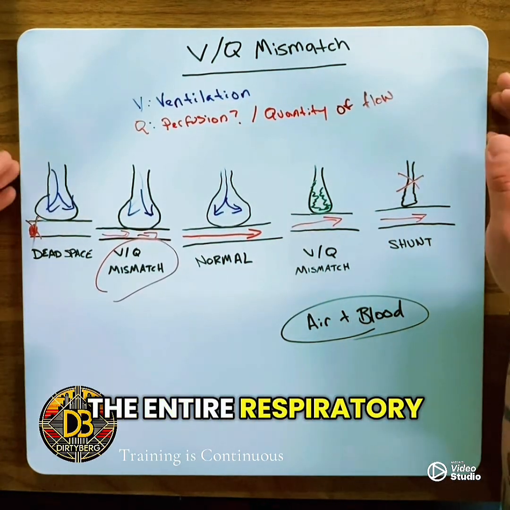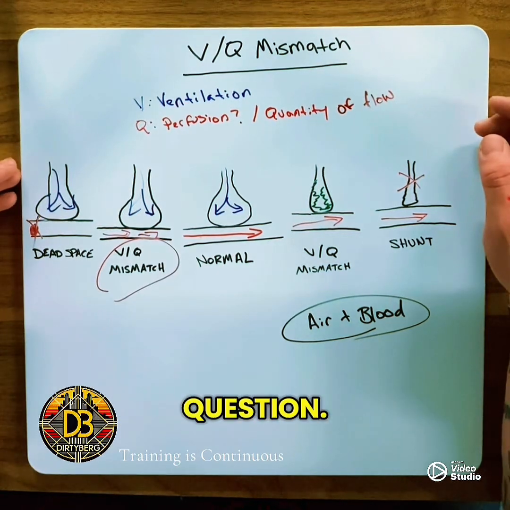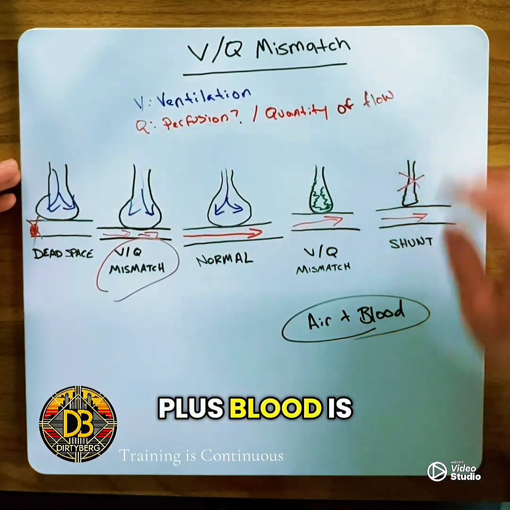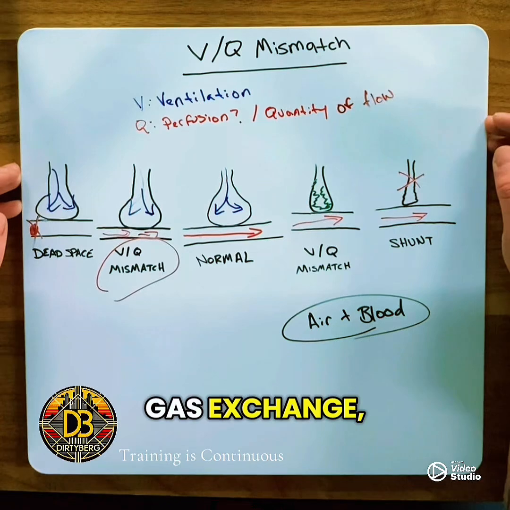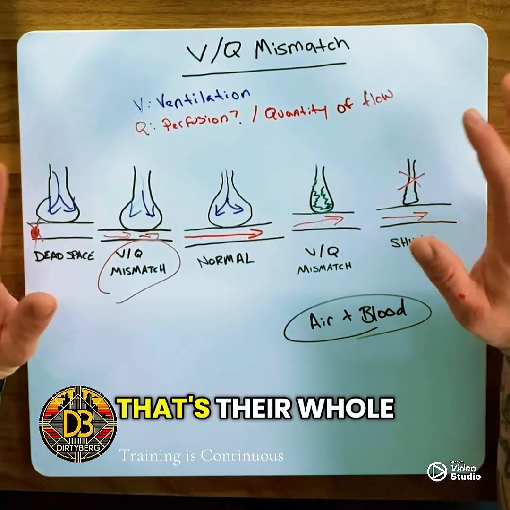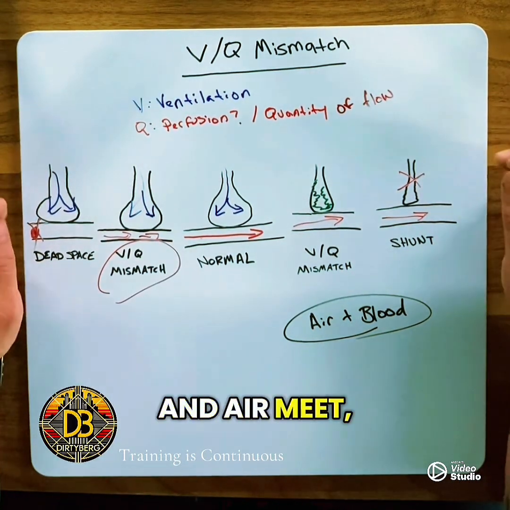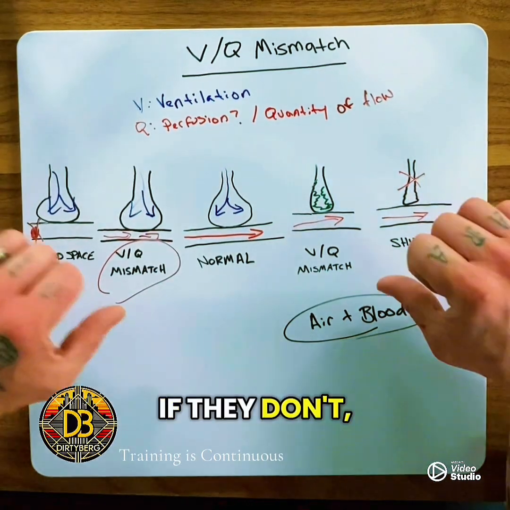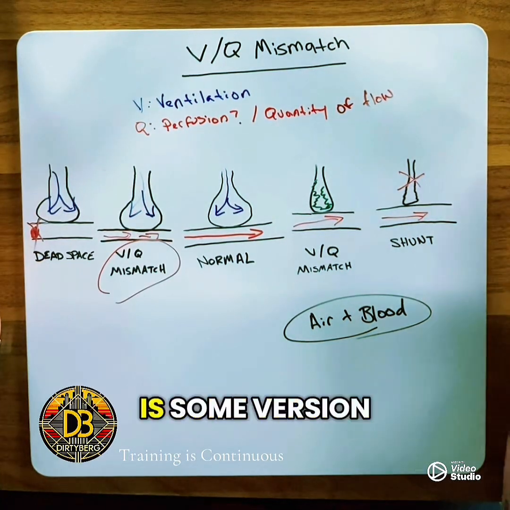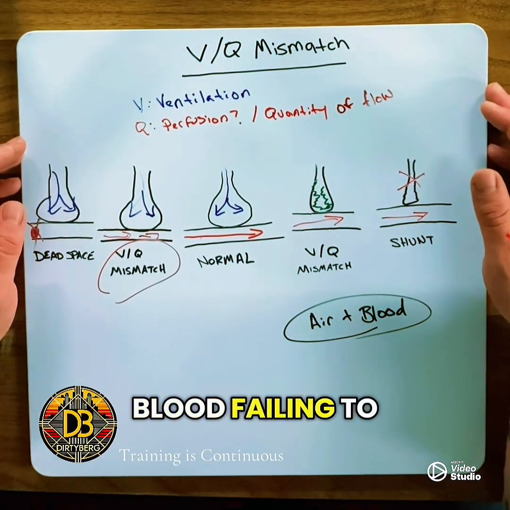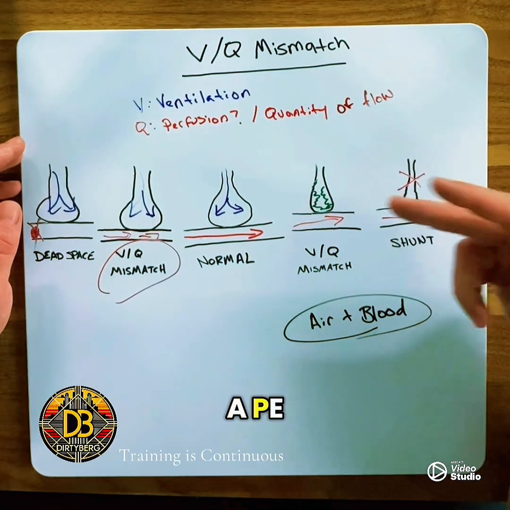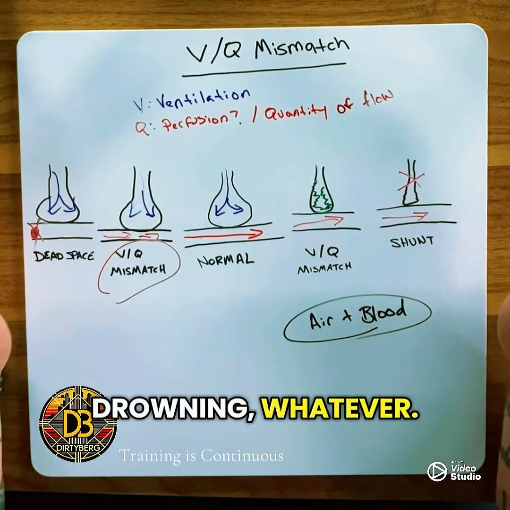The entire respiratory system boils down to one simple question. Does air and blood meet? Air plus blood is gas exchange. So the lungs provide a place for air and blood to meet. That's their whole job. If blood and air meet, good. If they don't, bad. Every single respiratory emergency you've ever run is some version of air and blood failing to meet. Whether it's asthma, COPD, a PE, pneumonia, drowning, whatever, all of them.